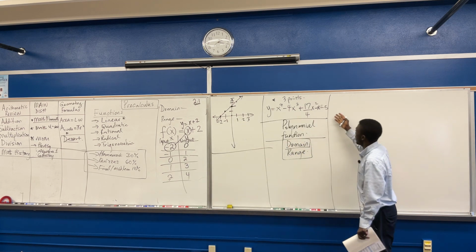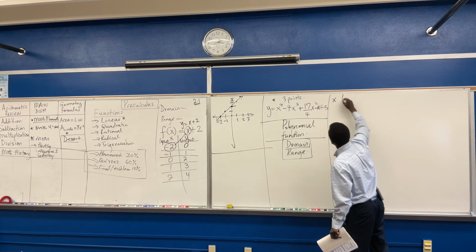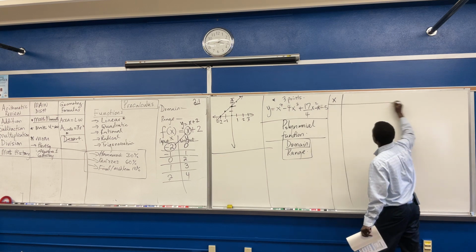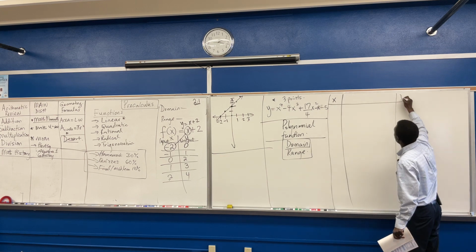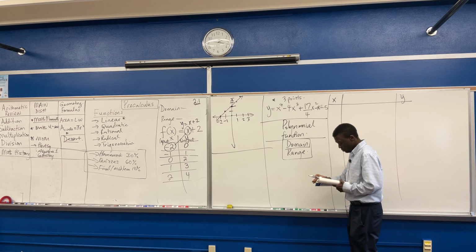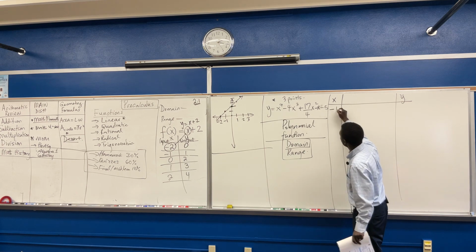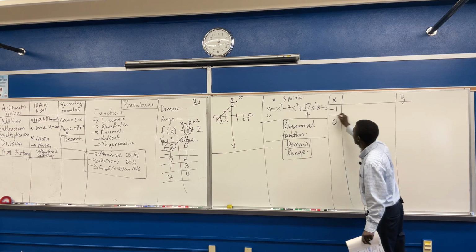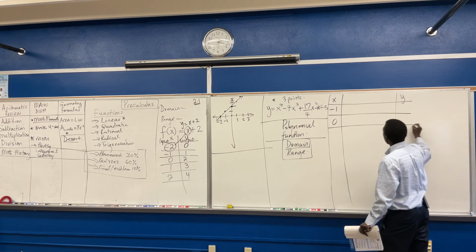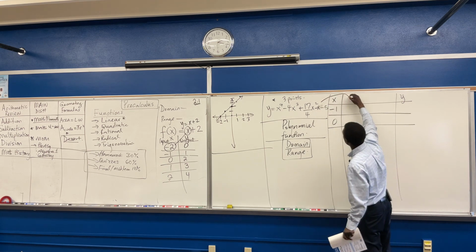So let's come over here, and if we're trying to make a table of values, we would do this. We have x and we have y. The only points that I would be very interested in using would be let's use -1, and let's use 0. Okay, just 2 points. So then what you need to do is you take this and you bring it over here.